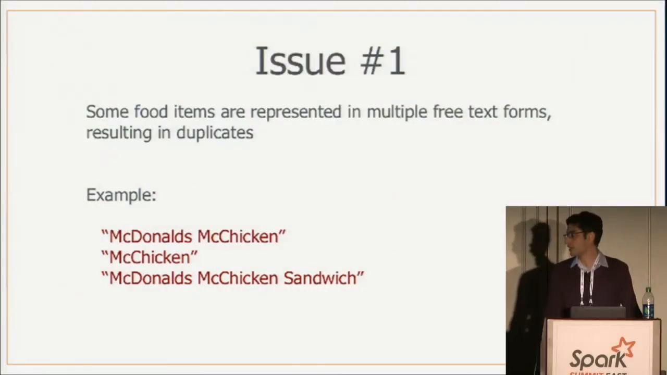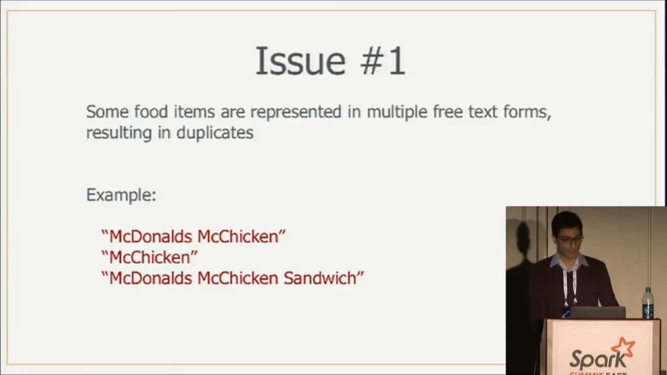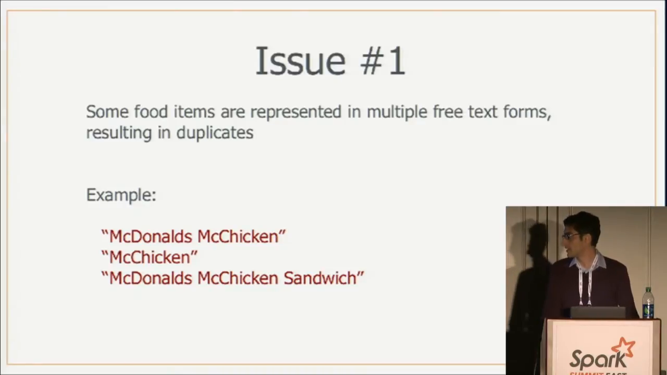For example, the inconsistency might happen at the string level of the brand and description. The same food item, like McDonald's chicken, might appear in several manners, like McDonald's McChicken, or McDonald's McChicken sandwich. All these things are created by the users, but they're actually referring to the same entity in our database.